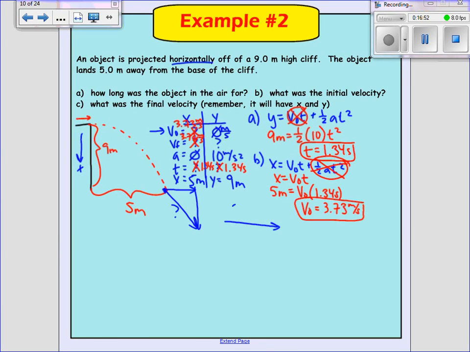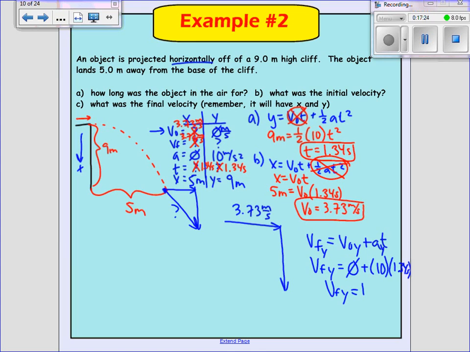My x velocity never changes. That's the 3.73 meters per second that I just found. The y velocity is unknown to me. I do not know what that is. However, I'm going to use this equation to figure out what the y velocity is, if I know the initial velocity and the y acceleration and time. Final velocity in the y is going to be equal to 0 plus the acceleration of gravity, which is 10, times the time that I know is 1.34 seconds. That gets me my final velocity in the y direction is 13.4 meters per second. So that's what goes right here.